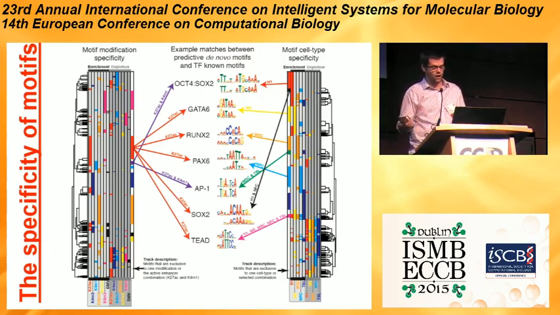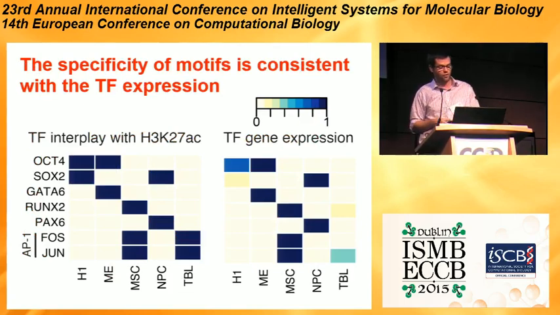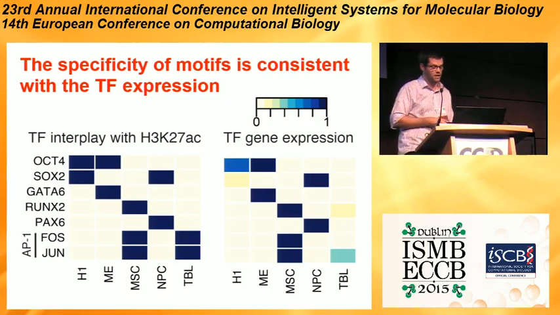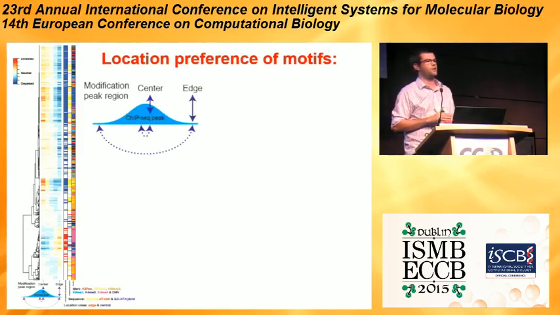And this reflects what's known about the developmental biology of these cell types. And just to show that further, I show the gene expression profiles of the factors which represent the motifs, alongside their interplay with H3K4 trimethylation here. And you can see there's quite a bit of mirroring in the two patterns. So next, we wanted to use all this information to try and understand the regulation of the epigenome. Can we see any mechanistic insights?